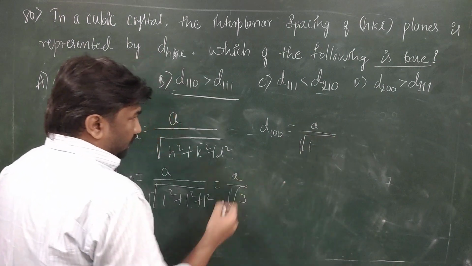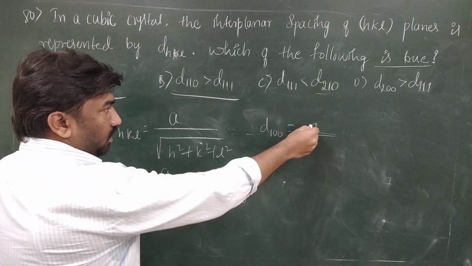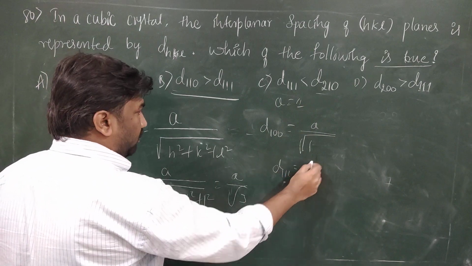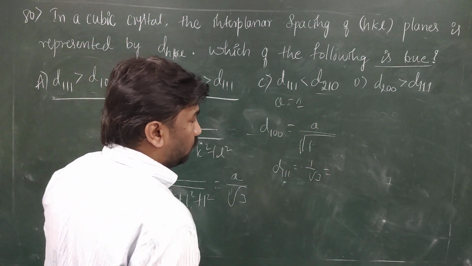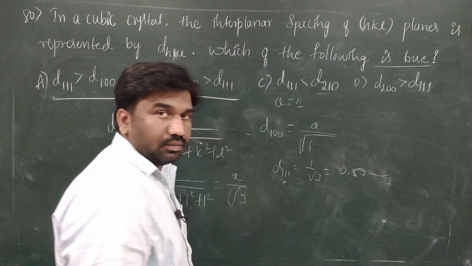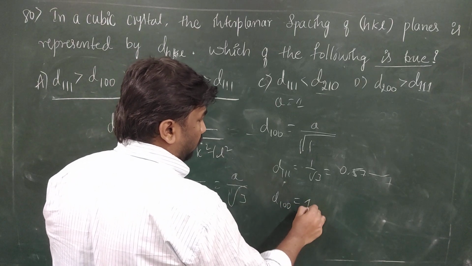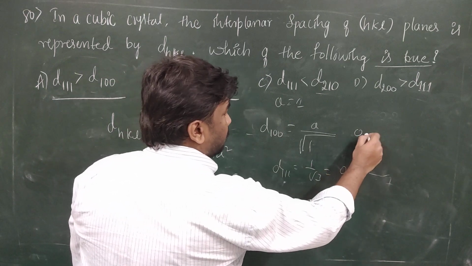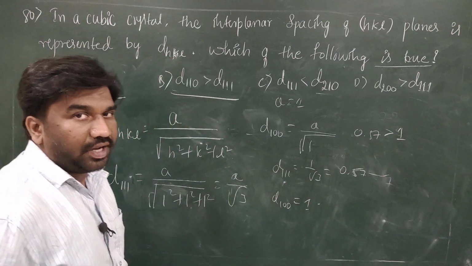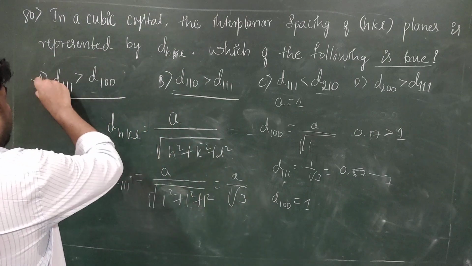If we consider a is equal to 1, then d111 is nothing but 1 by root 3. So what is 1 by root 3? 1 by root 3 is 0.57 something, and d100 plane is 1. So is 0.57 greater than 1? No, right? 0.57 is less than 1. So option A is not correct.